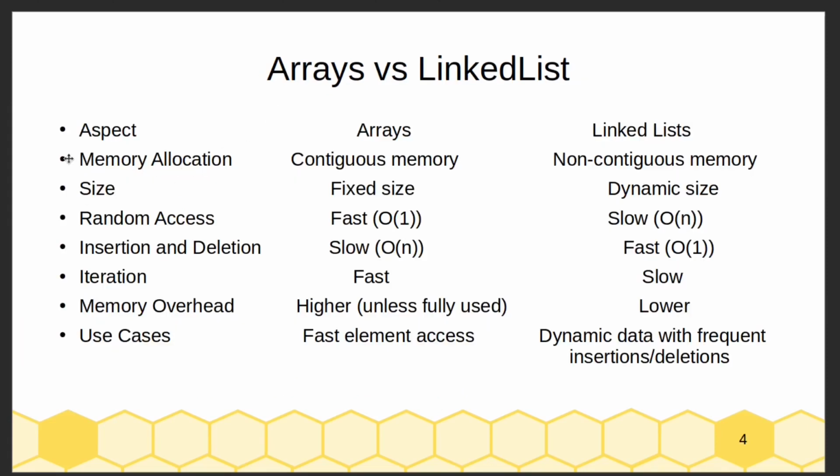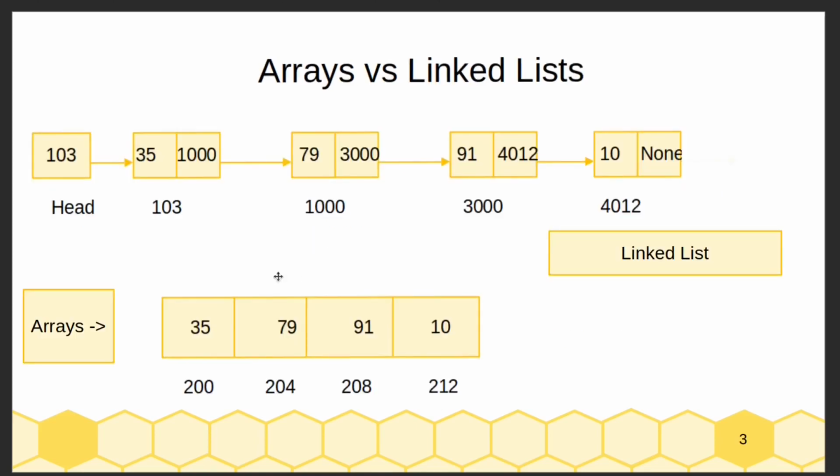On the basis of memory allocation, you can see arrays use contiguous memory allocation and linked lists use non-contiguous. So what's contiguous memory allocation? Here you can see that the first address for this array is 200, and the next value is stored at address 204, and then similarly 208 and 212, with a gap of 4 bytes for storing each data value.